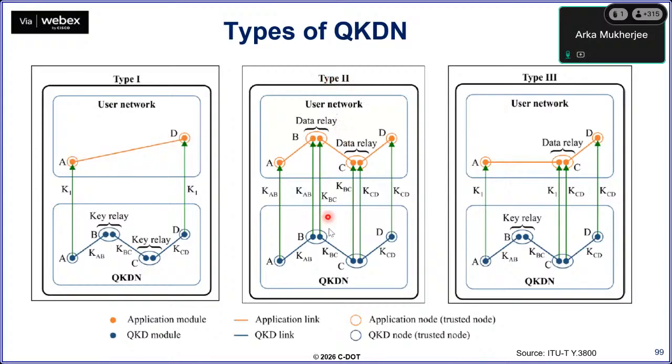Similarly, in the case of the type 2 network, the number of relays in the quantum layer and in the user network are identical. So here are two relays in the quantum layer, and two relays in the user network. Okay, so there are a symmetric number of relays in both the user network and the quantum layer. Similarly, in the type 3 network, there are differing numbers of relays. Here we have two relay nodes, and here we have only one relay node. So all these three combinations are possible. They have described them as type 1, type 2, and type 3 QKD networks. Based on your requirement or the ability of the fiber, any type of QKD network can be deployed.